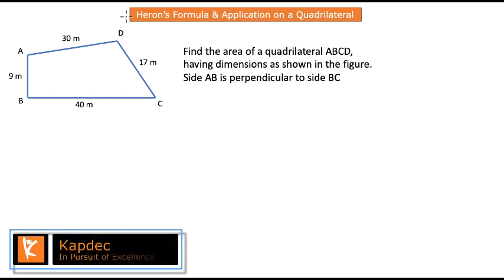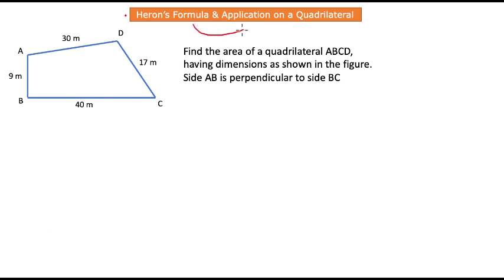Previously, we had learned about Heron's formula and its application in calculating the area of a triangle, correct? In this exercise, we are going to use the same concept to calculate the area of a quadrilateral, and that is our learning objective, right? Take a look at this example that is given to us. We have a quadrilateral ABCD with the dimensions as given, and we need to calculate its area, right?